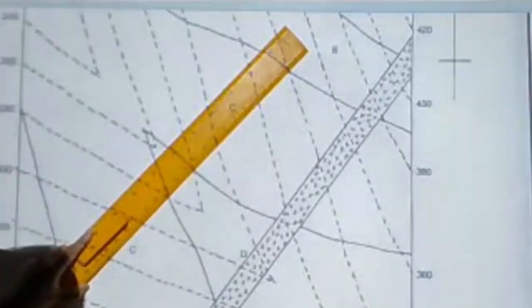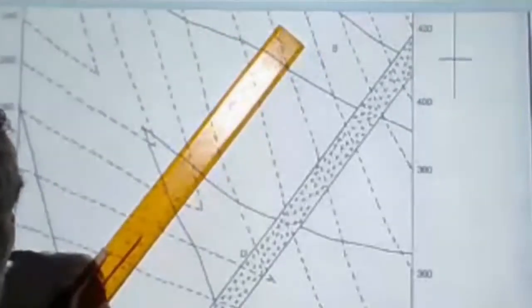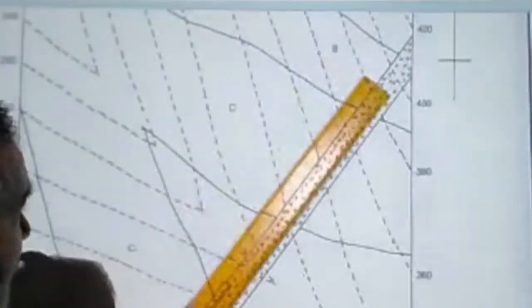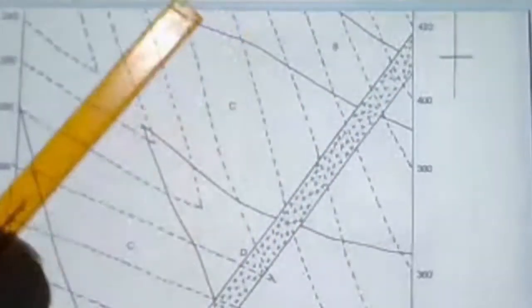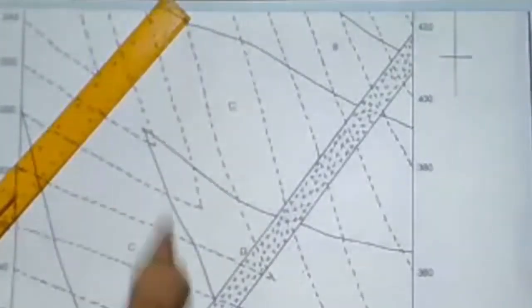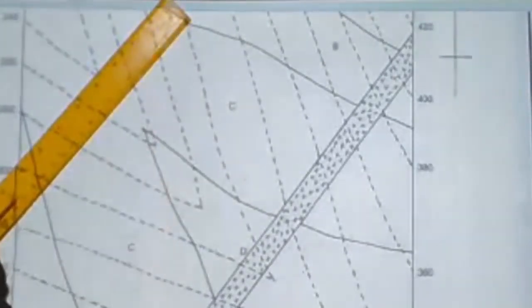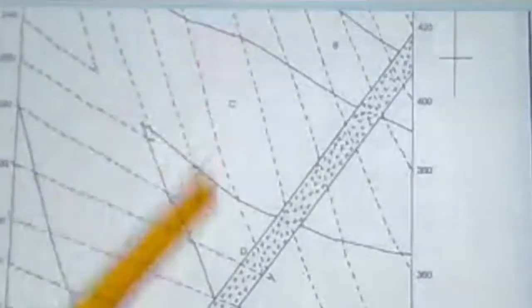C will be 60. You can take this side or that side, any strike line, but on that strike line the top and bottom juncture should be there. If I take this one, here we don't get the bottom juncture. The bottom junction is here. So you have to take that particular strike line where the top and bottom are exposed.